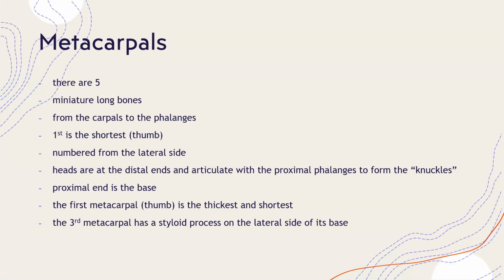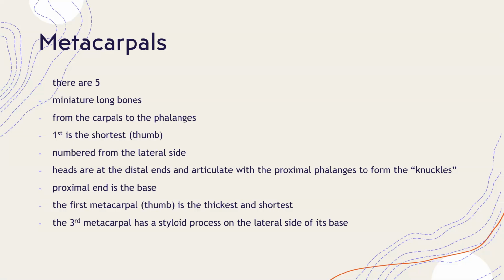The heads of the metacarpals are the distal ends. I'll repeat. The heads are the distal ends, and it is the distal ends that articulate with the proximal bones of the phalanges or the fingers. The heads of the metacarpals, when you make a fist, form what you know as the knuckles.